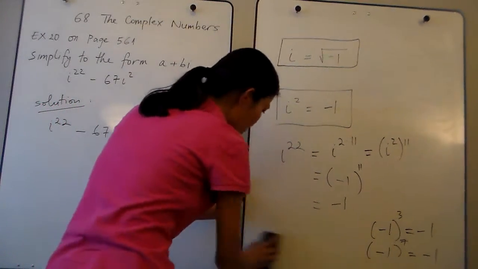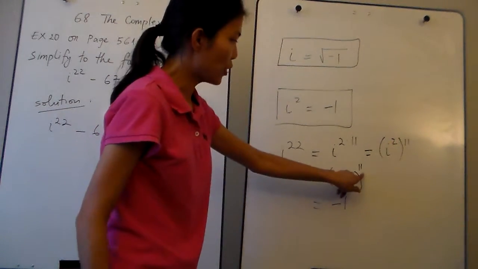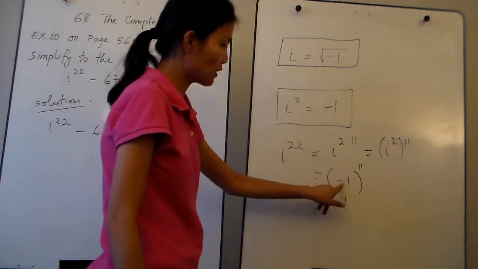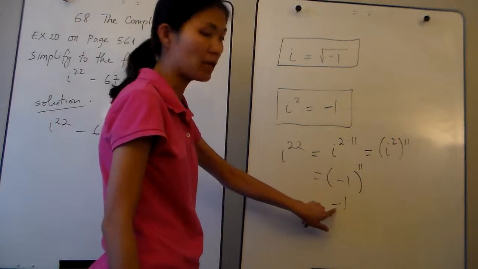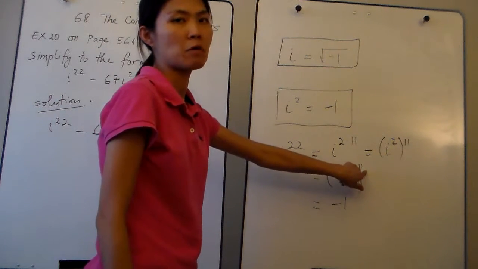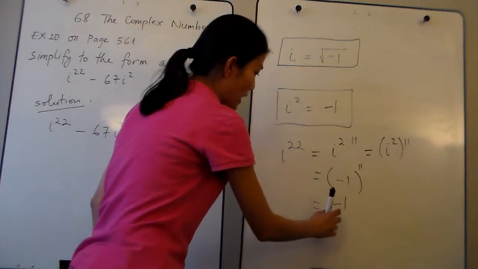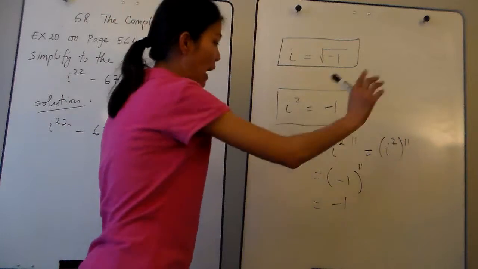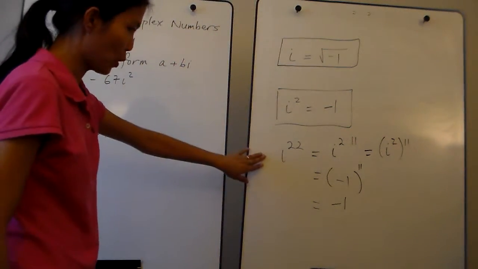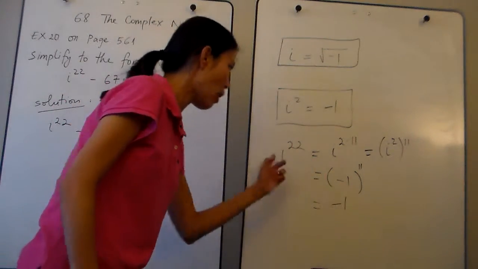Like in this case, we have -1 raised to an odd exponent, because 11 is odd. So the sign stays in the result. You cannot simplify the negative with an odd exponent. Negative 1 raised to 11 is equal to negative 1, and 1 raised to any power is still itself. So now we know i to the 22nd is equal to -1. So I'll replace i to the 22nd with -1.